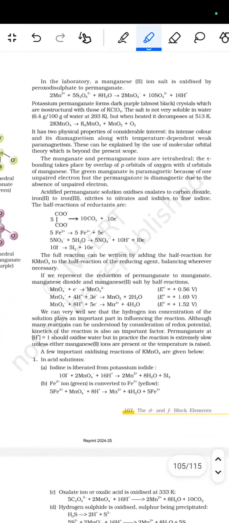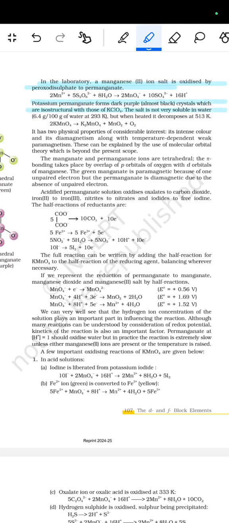अब इसका आगे होता है कि in the laboratory, manganese 2 salt is oxidized by peroxodisulfate to the permanganate: Mn2+ plus S2O8 2- plus 8H2O तो MnO4- plus 10SO4 2- plus 16H+ में कन्वर्ट होगा. Potassium permanganate forms dark purple, almost black crystals which are isostructural with those of KClO4.